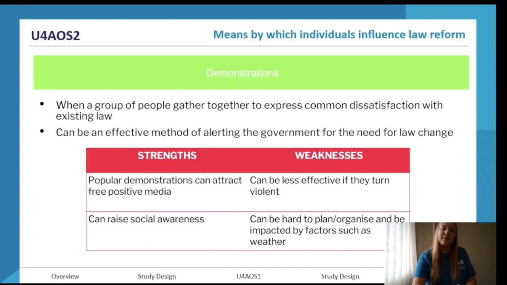Parliament is not likely to take it seriously if people are violent or seem crazy and very irrational. It can also be hard to plan or organize. Many people may not show up, and it could be impacted by factors such as weather. It's difficult to get a lot of people in one place, and you do need a lot of people in one place for this to be effective. In terms of strengths, popular demonstrations can attract lots of media attention, making sure this gets to politicians, and it can raise social awareness and spark even more debate and discussion in society in trying to implement law reform.